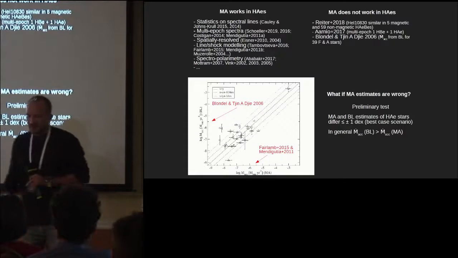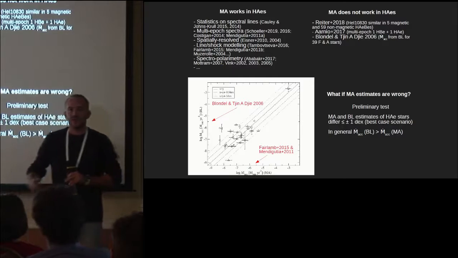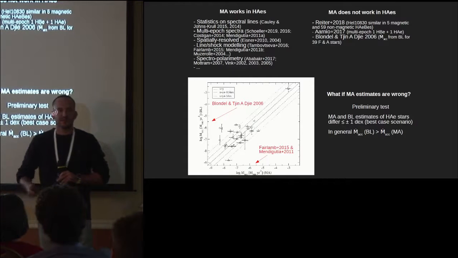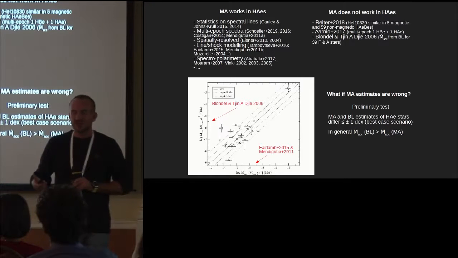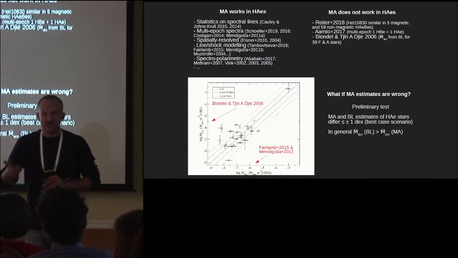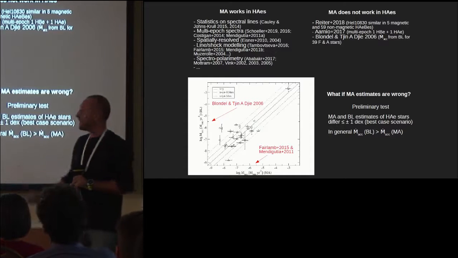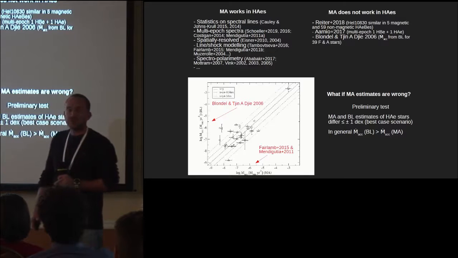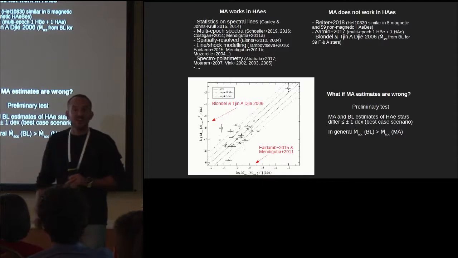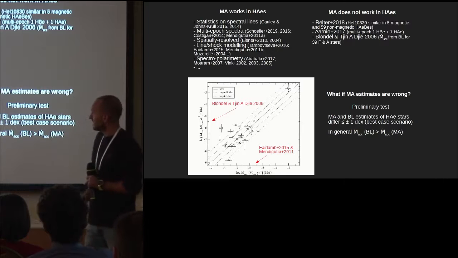Okay, so far I've been focused on the accretion rates determined from the magnetospheric accretion scenario. That we can infer accretion rates from magnetospheric accretion does not mean that magnetospheric accretion is the actual model that works in Herbig Ae stars. Although there are other lines of evidence that suggest that magnetospheric accretion could work in Herbig Ae stars.